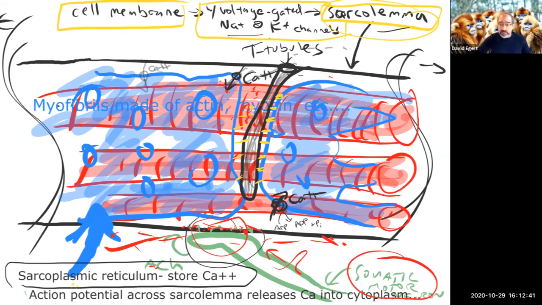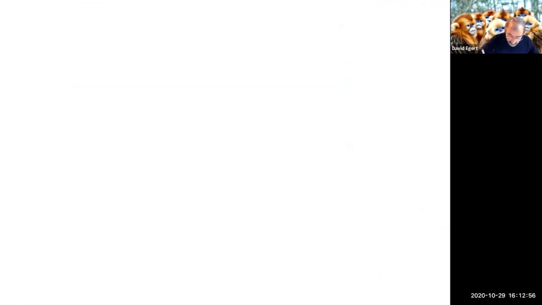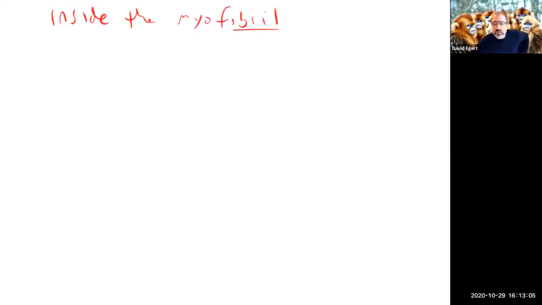So the last thing we need to do now is look in the myofibril, at what's happening to actually generate the actual force. In the myofibril, most of your muscle cell is just filled with myofibrils, the organelles with the actin and myosin that generate the force.